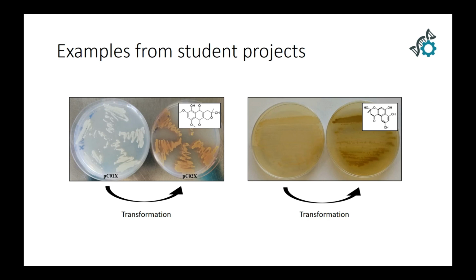As a final example here, I'm just going to show you a few plates from previous student projects. This is actually the yeast in our laboratory as it looks in its natural state, and we then introduce a piece of DNA encoding for the biosynthesis of this orange pigment. And it is very easy to see that the yeast has changed phenotype from pale white to orange. Another example can be seen on the right, where the pigment is a bit more yellow or brown.